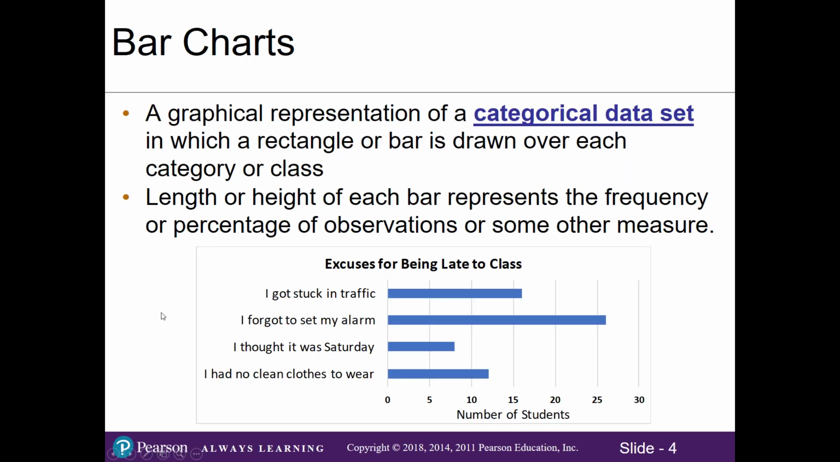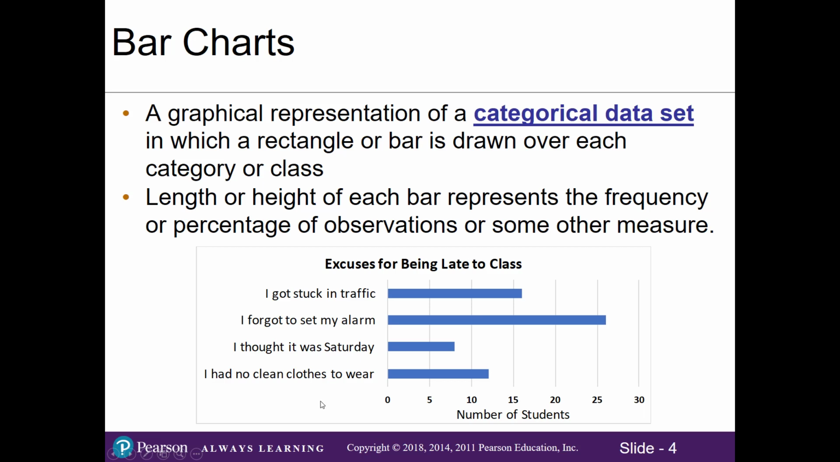So with a bar chart, this is a graphical representation of a categorical data set that uses a rectangle or bar to describe each category or class. And the length or height of the bars will represent the frequency or percentage of observations or some other measure.